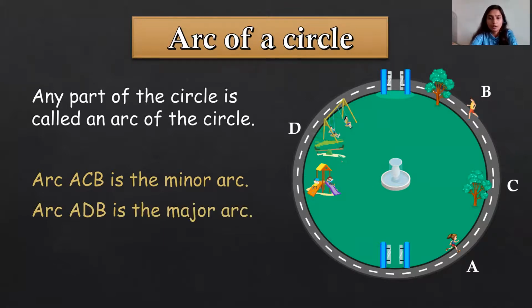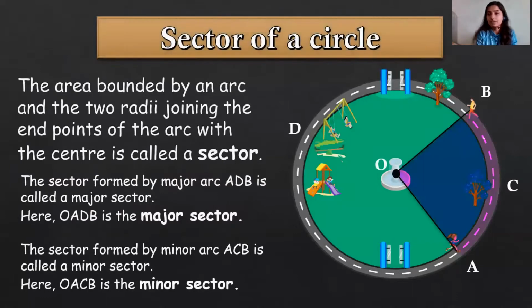Here we have another thing, which is the sector of a circle. The area bounded by an arc and the two radii joining the endpoints of the arc with the center is called a sector. The sector formed by the major arc, which is ADB, is called the major sector. So here OADB is the major sector in the circular park, and the sector formed by the minor arc, which is ACB here, is called the minor sector. So here OACB is the minor sector.